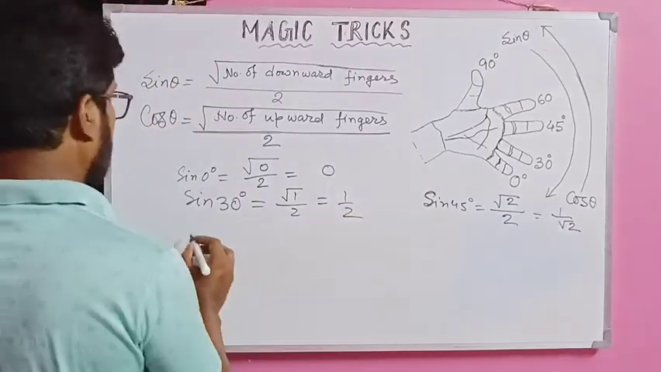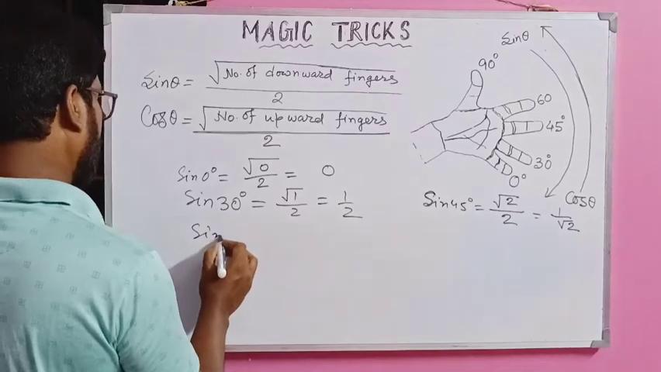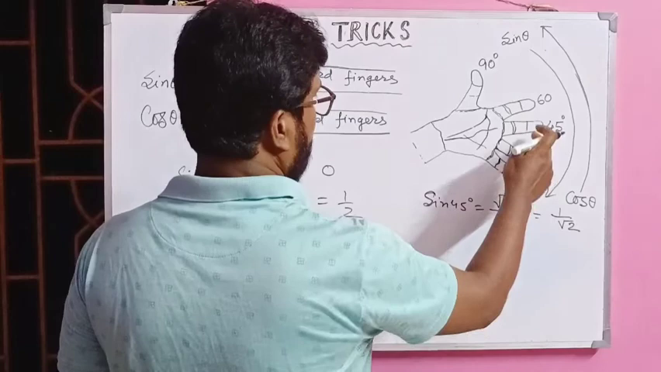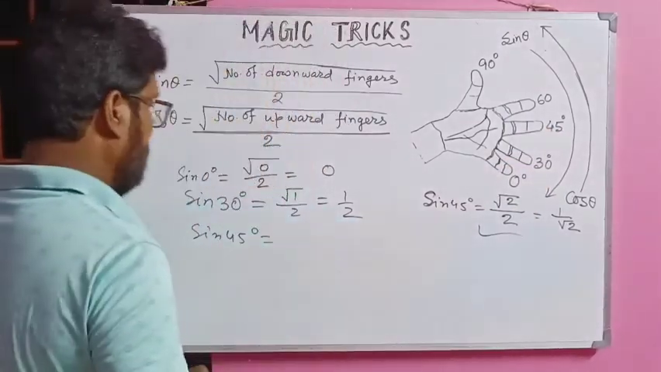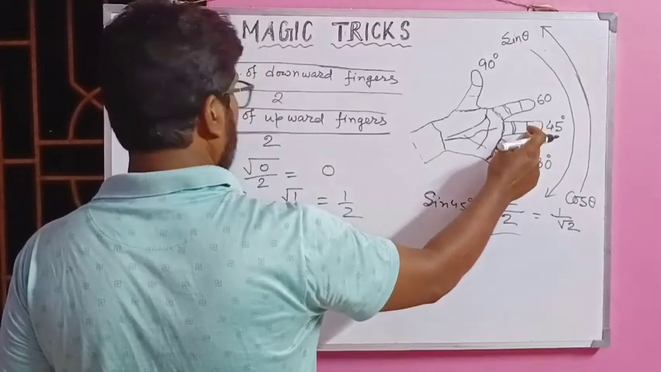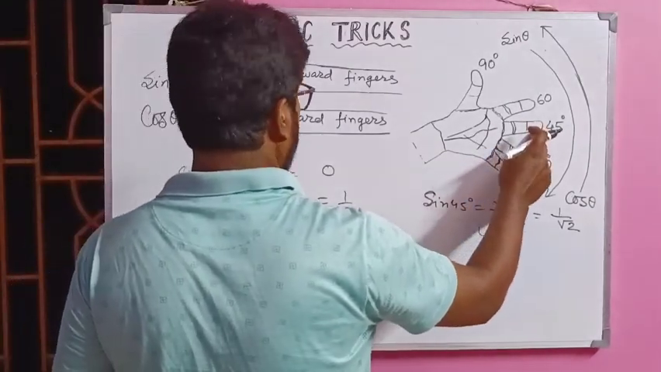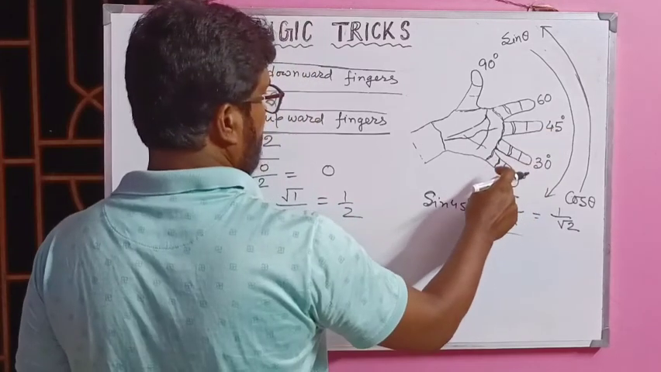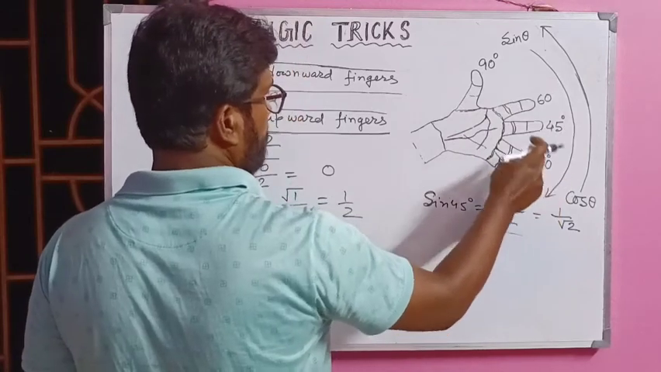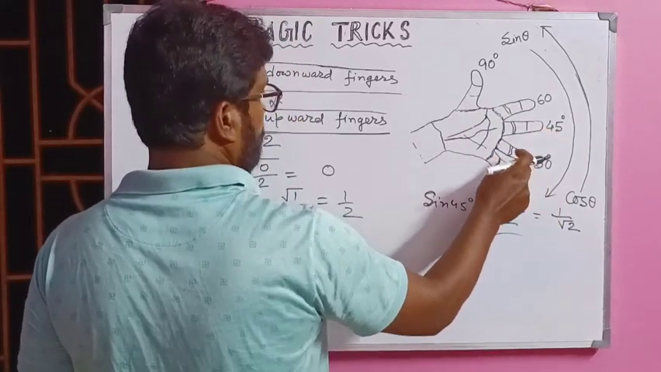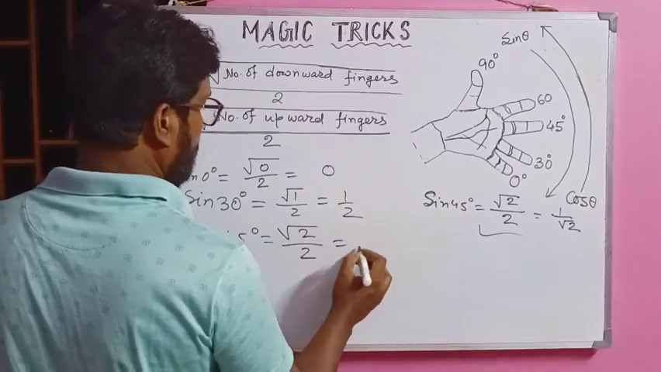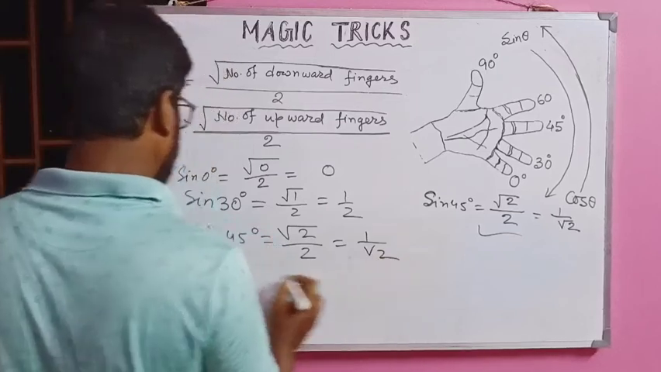In a similar way, sin 45 degrees, which we already calculated. How? This is the finger indicating 45 degrees. There are two fingers left in the downward direction, except this finger, 1, 2 fingers left. Therefore root 2 by 2 equals 1 by root 2.